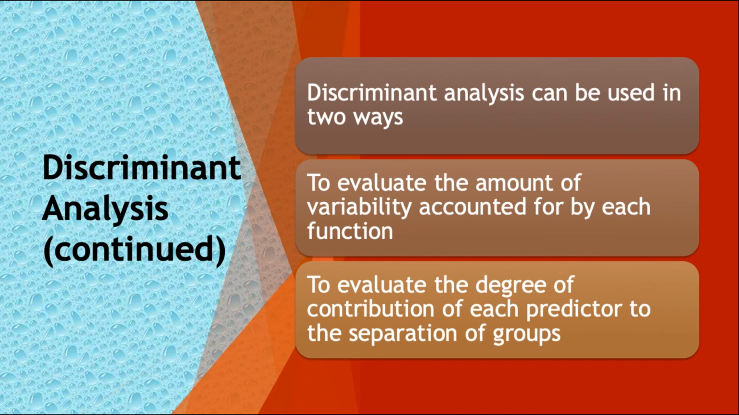The second way you can use the discriminant analysis is to evaluate the degree of contribution of each predictor within a function to the separation of the groups. One strategy is to look at the standardized discriminant function coefficients. However, these weights, like beta weights, do not reveal how much each individual predictor contributes to variation in the dependent variable. Another strategy is to look at the structure correlation, which can be interpreted much like factor loading.